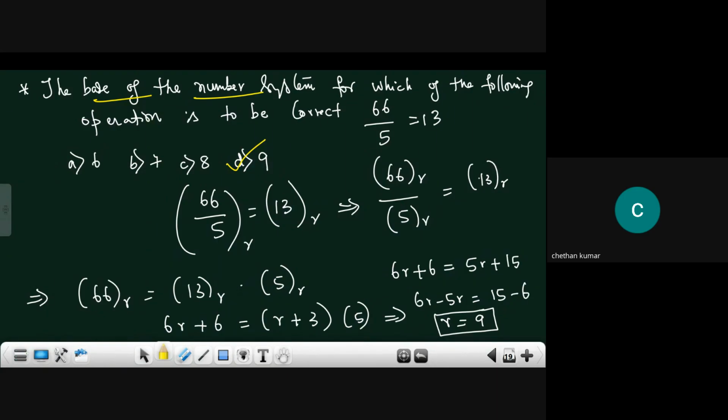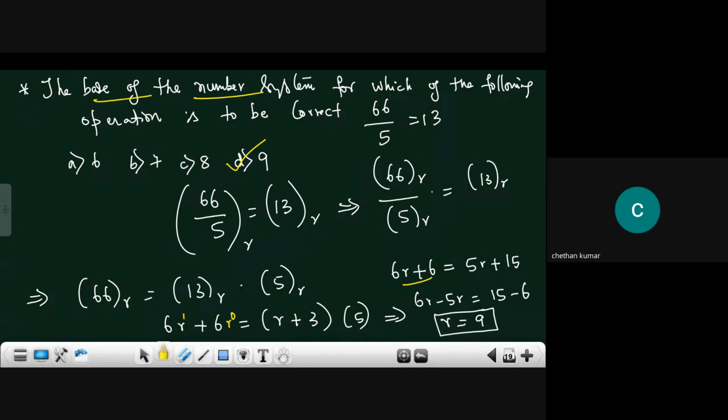So now I'm cross multiplying: 13 base r into 5 base r. Now I'm converting the r number system into the decimal number system. Converting 66 base r into decimal is 6 into r power 1 plus 6 into r power 0. r power 0 is nothing but 1, so I get 6r plus 6. And 13 base r converted into decimal is (r plus 3) into 5, since 5 in decimal is 5. Then multiplying this, I get r value equal to 9.